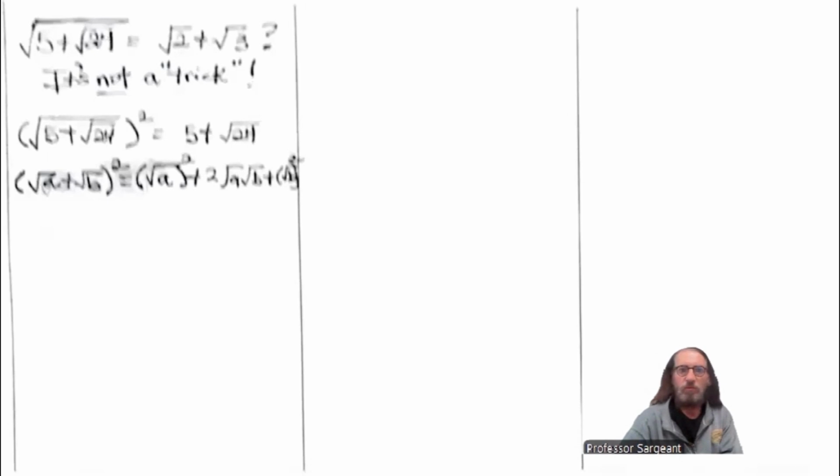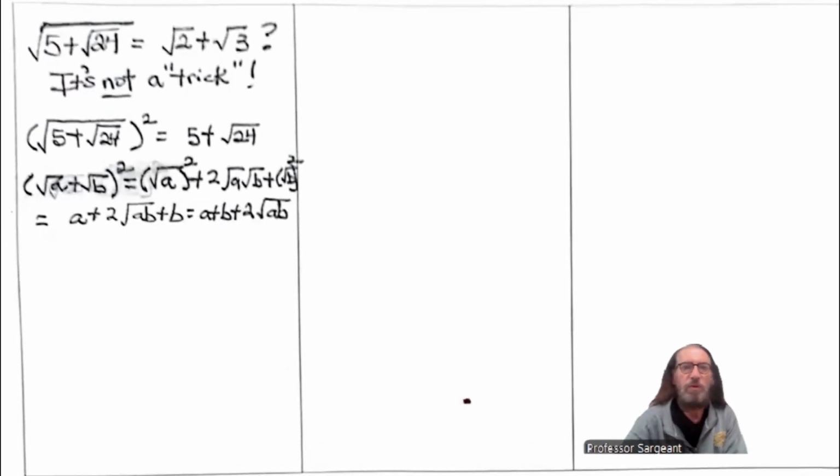Is there something that we could square where you don't have a square root inside of a square root and you would only have a single square root? And the answer to that, fortunately, is yes. Square the quantity square root of a plus square root of b, and you get a plus b plus 2 times the square root of a times b.